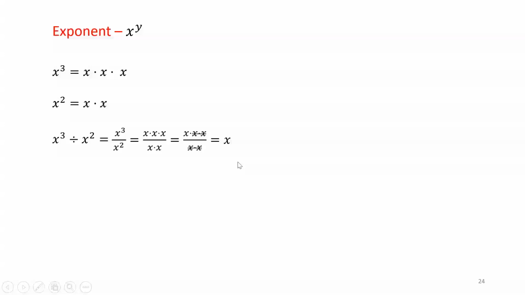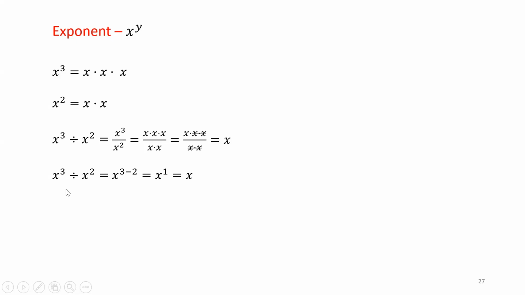Now, doing the same thing in terms of indices. What is x cubed divided by x squared? In terms of indices, it's the same as saying x raised to the power 3 minus 2. And expanding this would make x raised to the power 1, which is x.